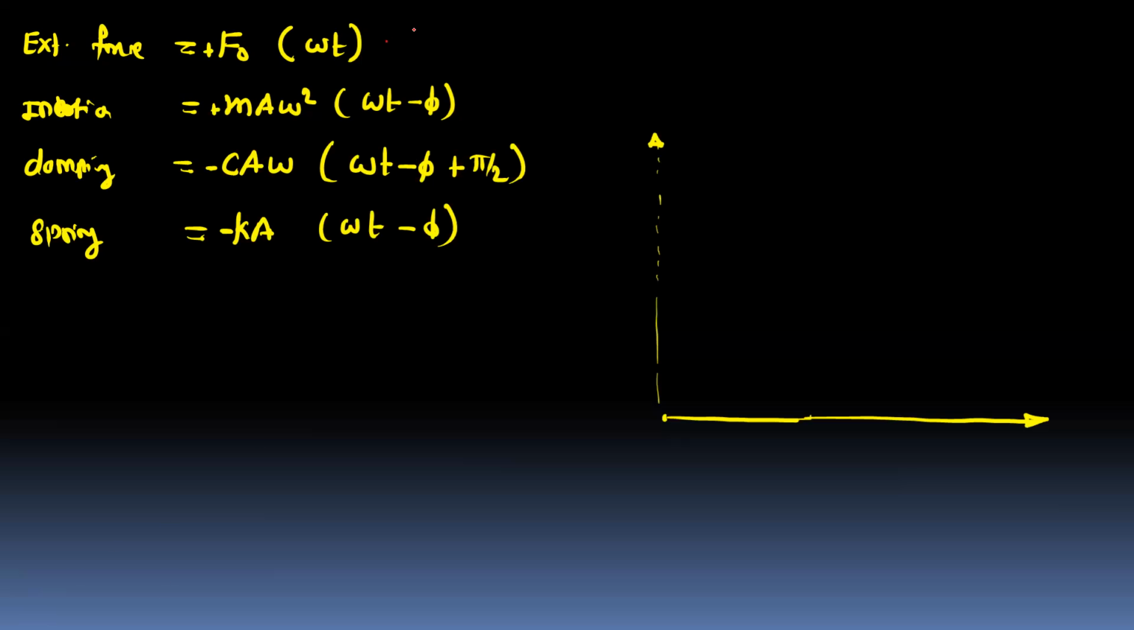Now draw this first vector, which is at omega t. This is F0, the magnitude, and this gives the direction. So at angle omega t, this angle is omega t. So draw the vector F0.